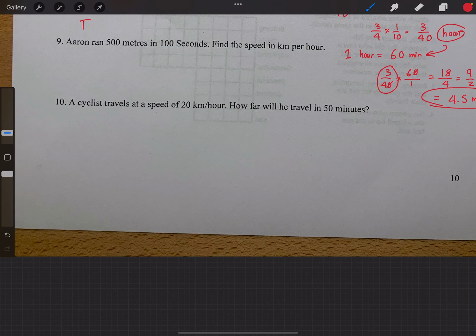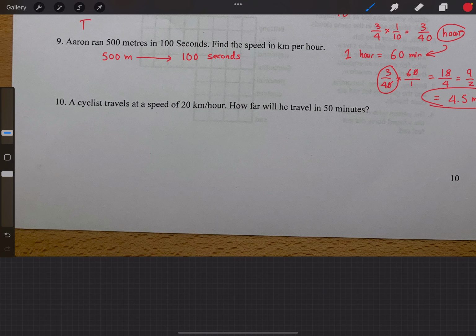Question 9. Aaron runs 500 meters in 100 seconds. Find the speed in kilometers per hour. So Aaron runs 500 meters in 100 seconds. So I'm going to rewrite that: 500 meters is traveled in 100 seconds. Now the question is, find the speed in kilometers an hour.